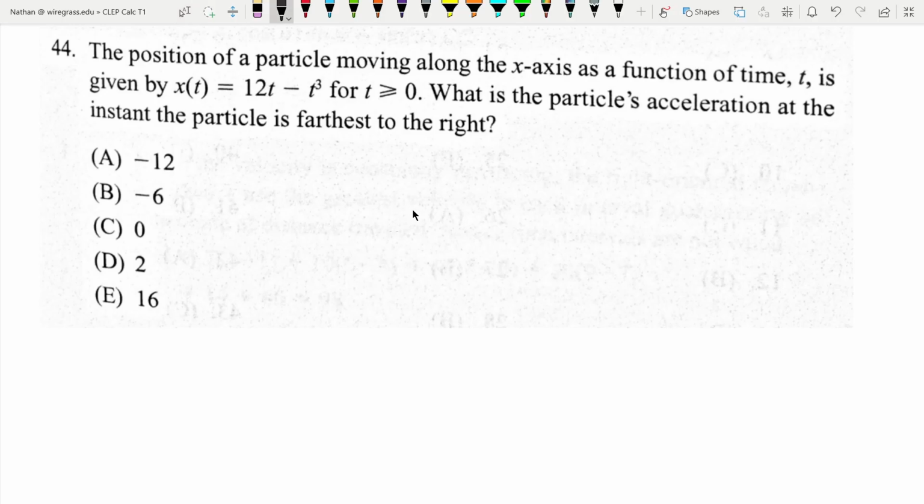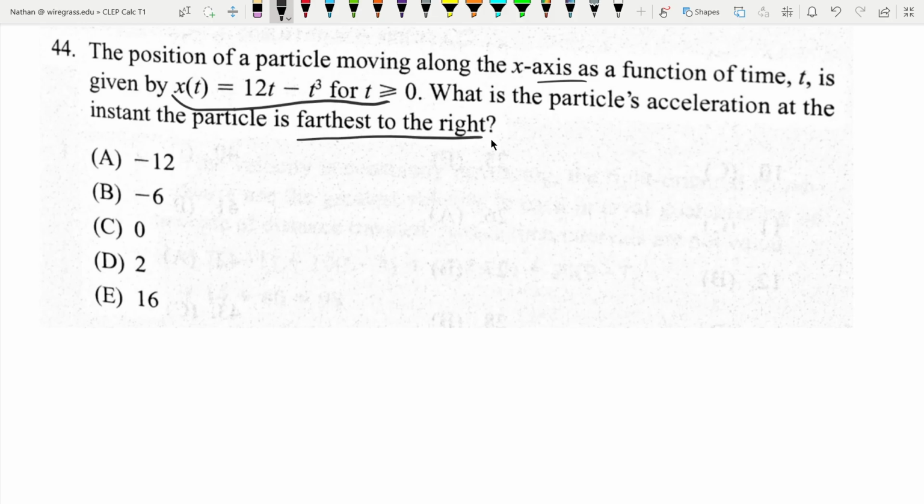All right, we have a position of a particle moving along an x-axis as a function of time t. And it's given by this function here, and note that time is greater than or equal to 0. What is the particle's acceleration at the instant the particle is farthest to the right?